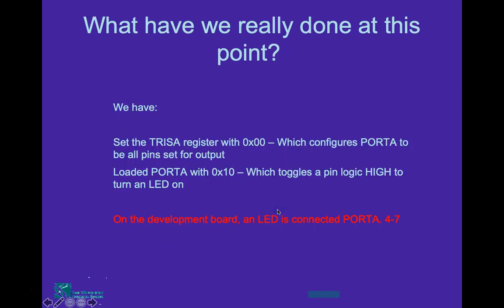So it's the same thing. What have we really done at this point? We have set the TRIS A register with 0x00, which means we are making port A have all pins set for output. So all the pins on the port A will be acting as an output. We loaded port A with 0x10, a number which toggles a pin logic high to turn an LED on. On the development board, an LED is connected to port A. So RA4 to RA7, you have 4 LEDs, and I've already shown you in the picture, and that's what it says here.